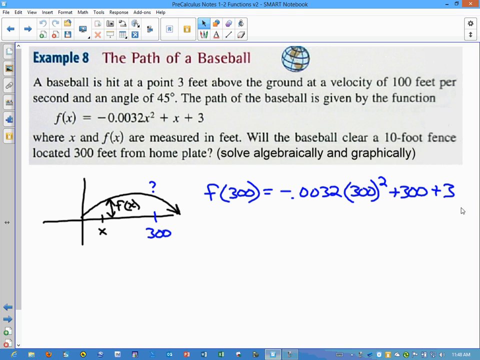You can even put that in the calculator, and you'll find out that f of 300 comes out to be exactly 15. So will the ball clear a 10-foot fence? Yes, it will. Now that was the algebraic way to do it. Let's look at how we would do it graphically, in other words, on the graphing calculator, because we need to get very good at using our graphing calculators.